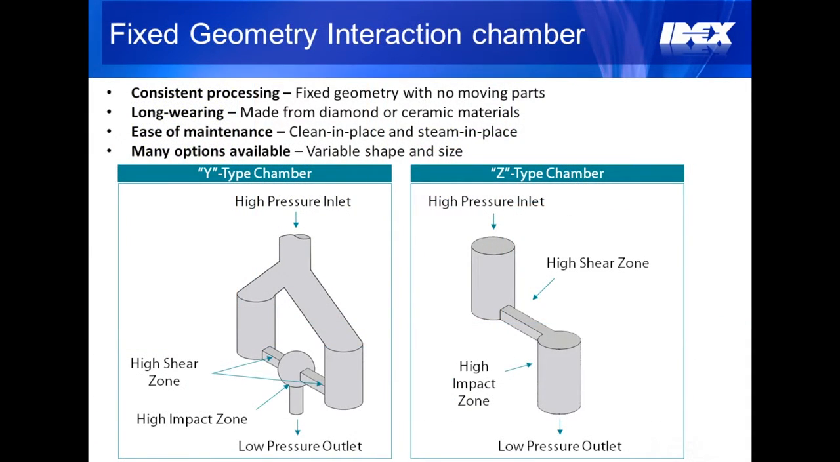These are a couple cartoons of the two different styles of interaction chambers that are available. The one on the left is a Y-type interaction chamber. This is ideal for processing emulsions and liquid-only formulations. The one on the right is a Z-type interaction chamber. This is ideal for formulations that contain solids. Both of these styles are made out of very wear-resistant material such as polycrystalline diamond. They have the ability to be cleaned in place and steamed in place. And they come in a variety of different sizes as well as the two shapes that we just discussed.